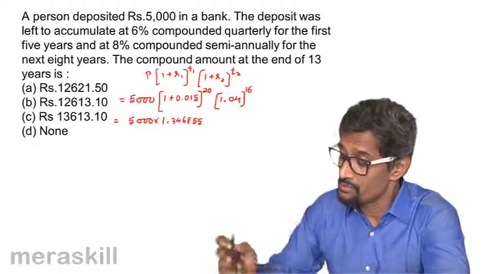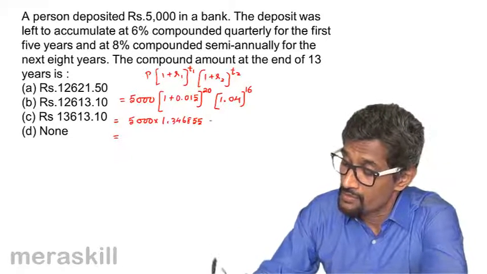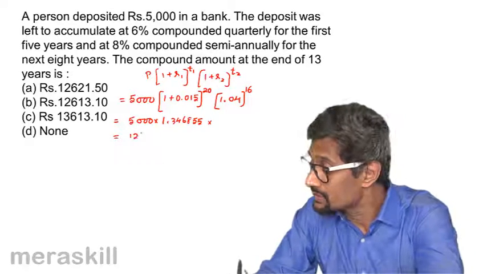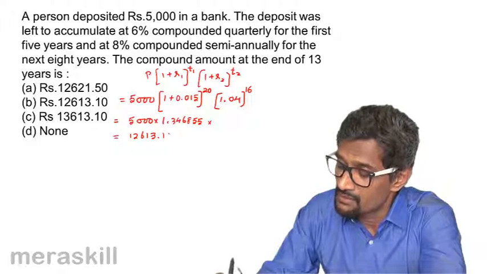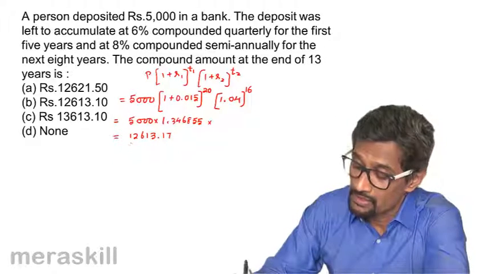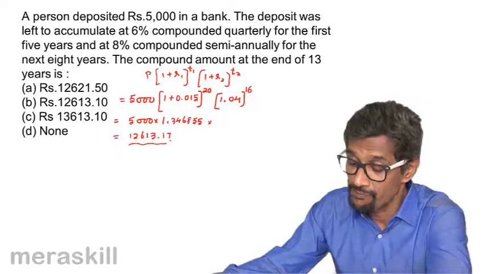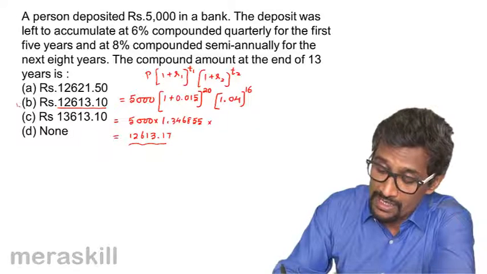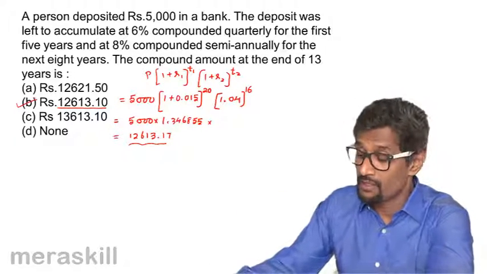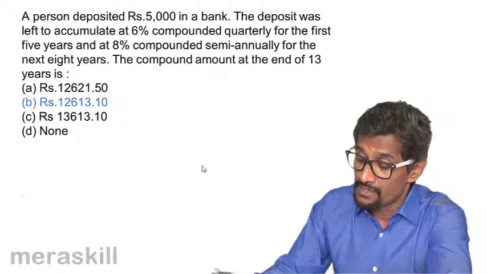This turns out to be roughly around 12,613 rupees 17 paise, something like that. Turns out to be around 12,613 rupees 17 paise. And the closest among these, of course, is very close to it. So we can take this as the right answer. Okay. Yes, we do have that.